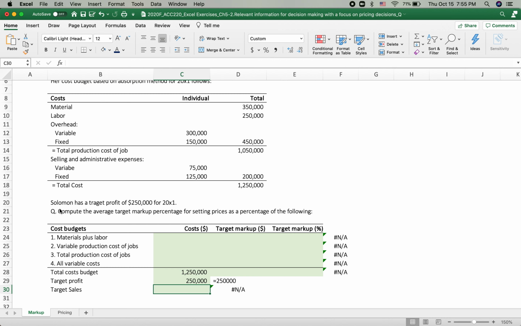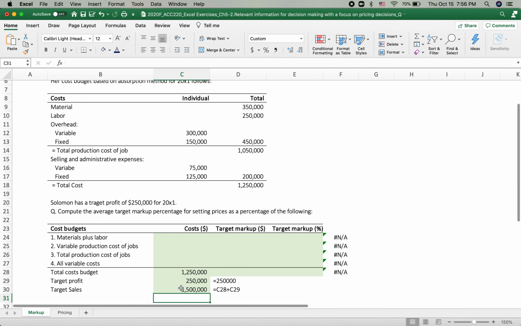Always starting from the cost, and then we add up some target profit, and then we come up with the target sales. It's exactly backward. So we just sum up this cost and the profit. Now the reason why we calculate this target sales and then each cost budget, is we will measure the target markup in dollar amount and target markup in percentage from the target sales, the difference between the target sales and each cost.